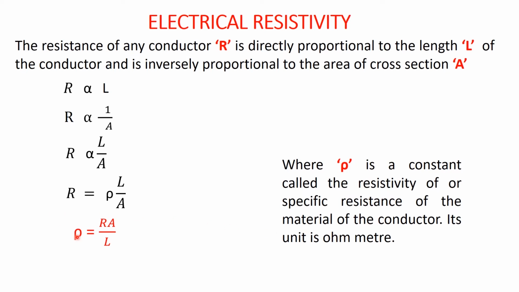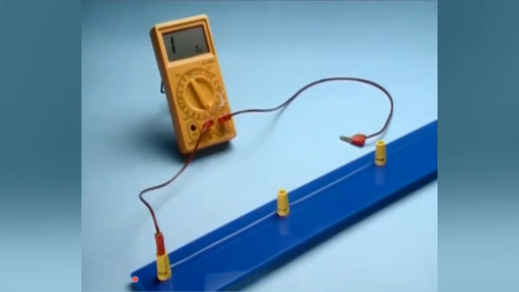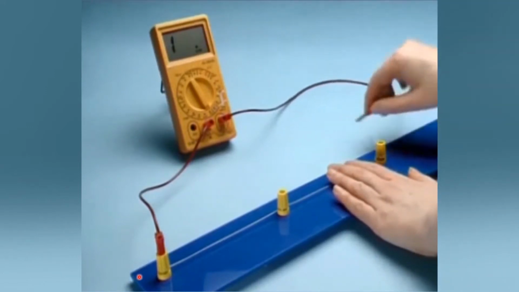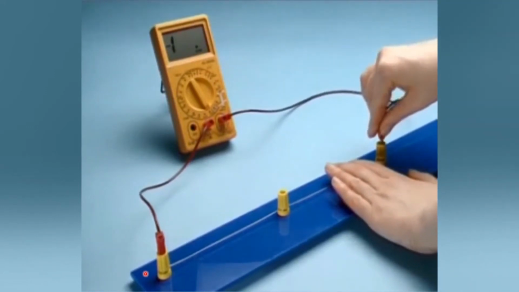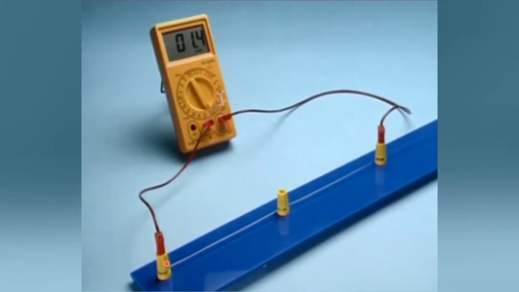How do we get it? The formula for electrical resistivity is rho is equal to RA divided by L. Here R is measured in ohm, area is measured in meter square, and length is measured in meter. So we get the unit of electrical resistivity as ohm meter. Now in this experiment we shall see how the resistance depends on the length and the area of cross section of the wire.